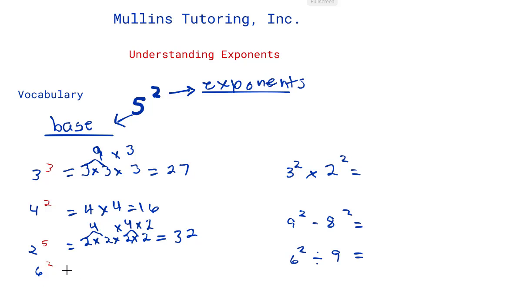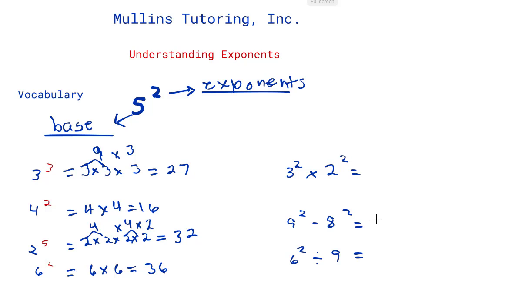The last one we have is 6 squared. So I have 6, and the base is 6, and I'm going to multiply 6 by itself twice. 6 times 6 is 36.